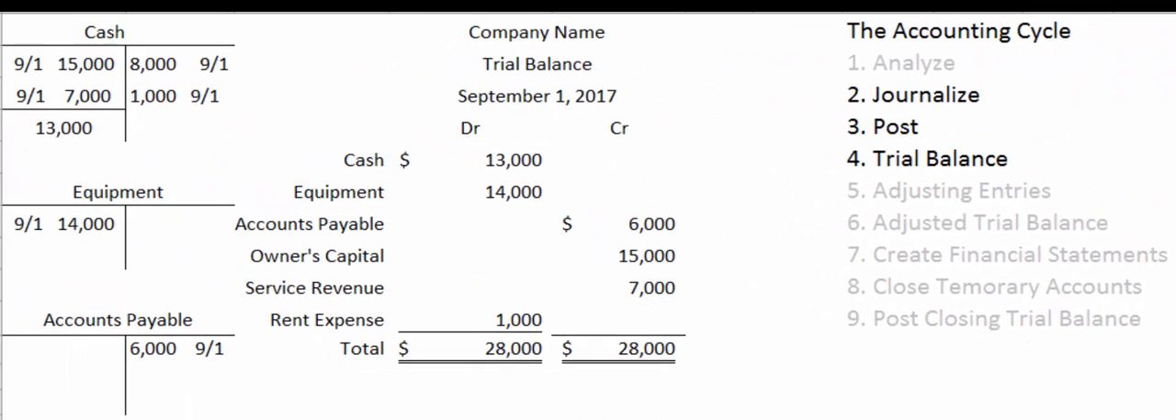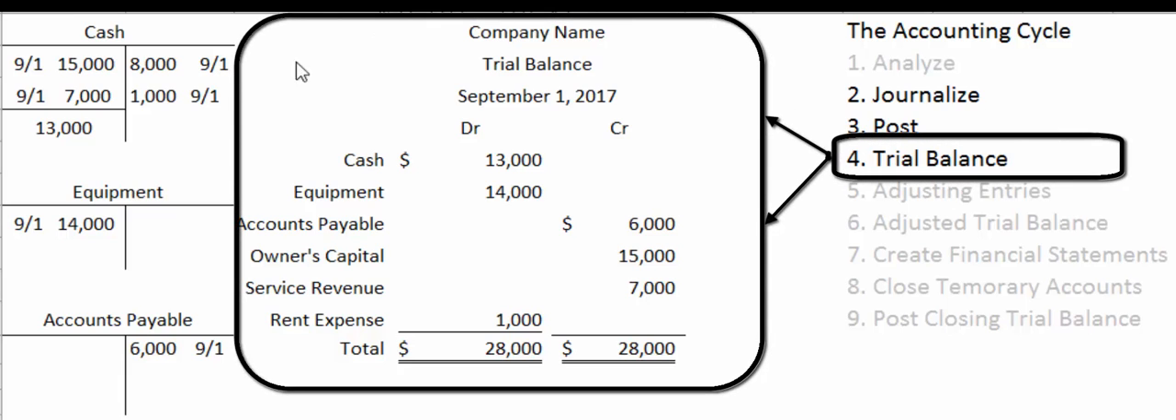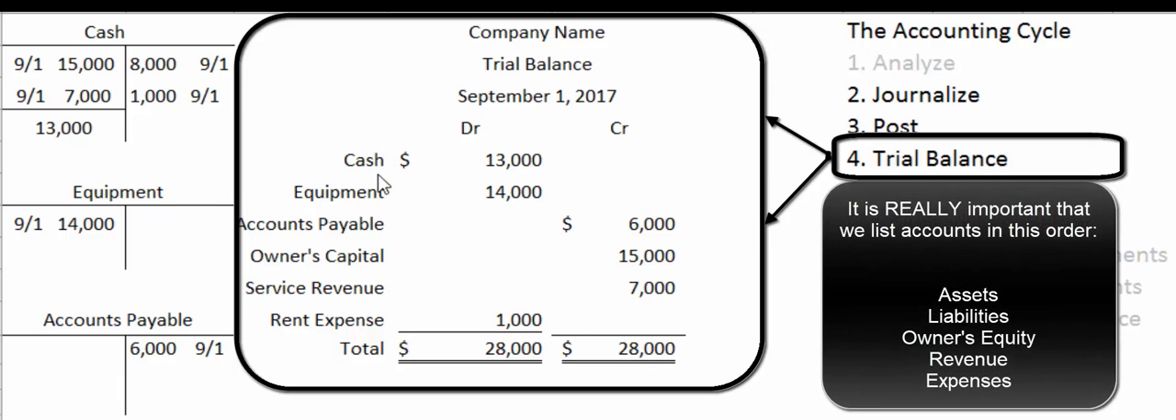And the last topic for today is step 4, the trial balance. Here's the trial balance. We put the company's name at the top, the name of the statement, the date, debits in the left-hand column, credits in the right-hand column. It's really important that we list the accounts in a particular order: assets, liabilities, owner's equity, revenue, and then expenses.